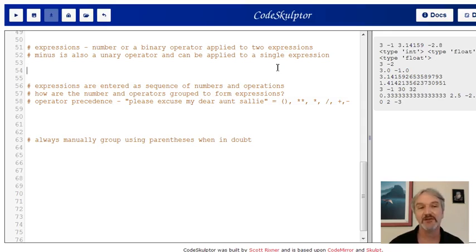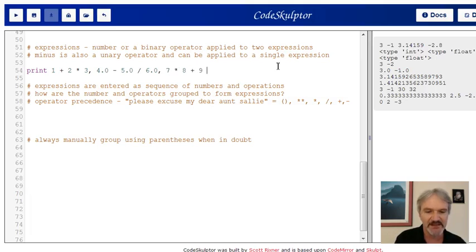Now in practice, you don't really need to understand that definition. You can just go through and type in expressions that you're used to using from, say, middle school algebra. So I could say 1 plus 2 times 3, or 4.0 minus 5.0 divided by 6.0, or 7 times 8 plus 9 times 10. And if I hit run, what comes out is exactly what I'd expect.